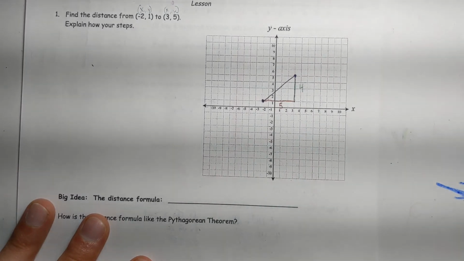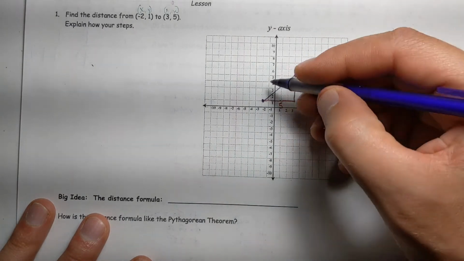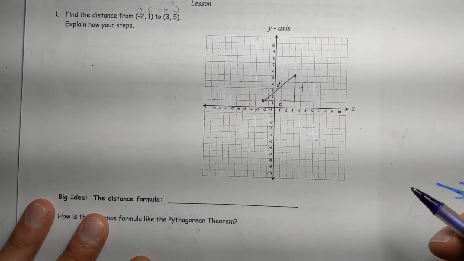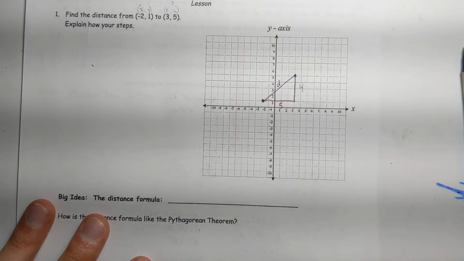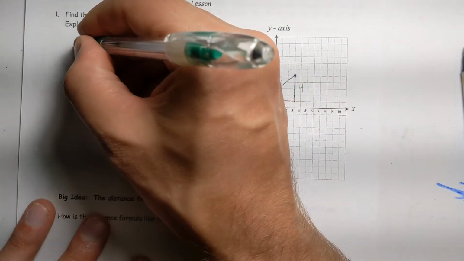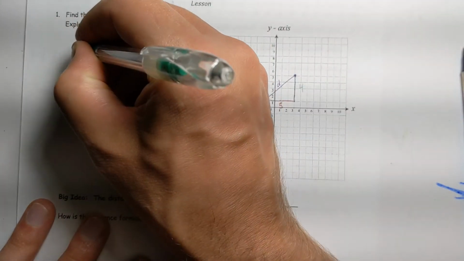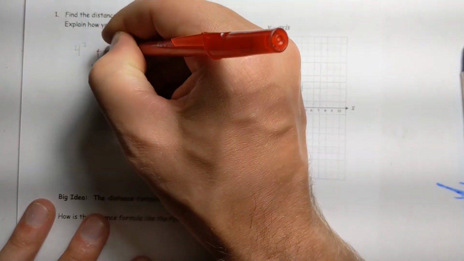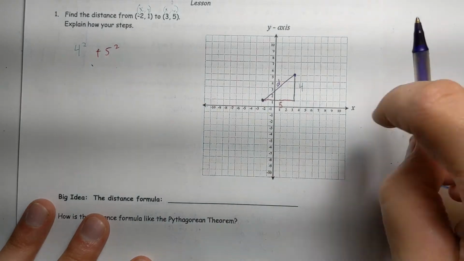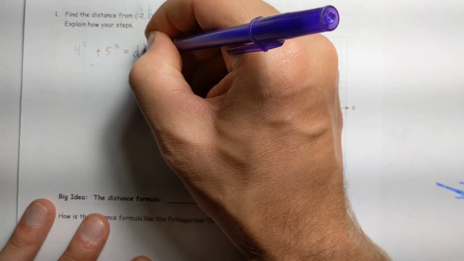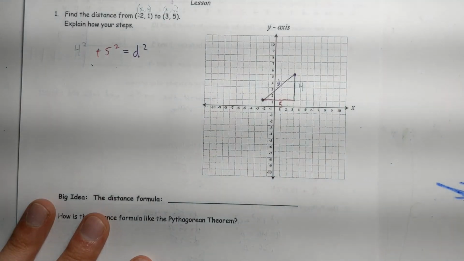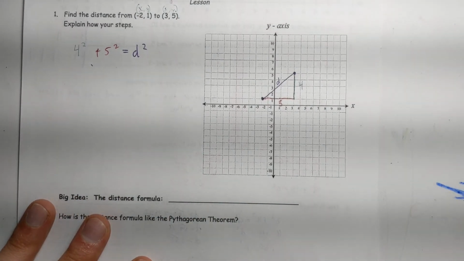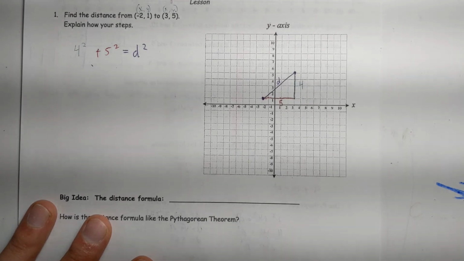So now, if I have to find out how far it is from here to here, the distance, I can call it D, or I can call it C, whatever it matters. I'm going to have 4 squared plus 5 squared equals D squared. A squared plus B squared equals C squared. It's Pythagorean theorem. That's all it is.